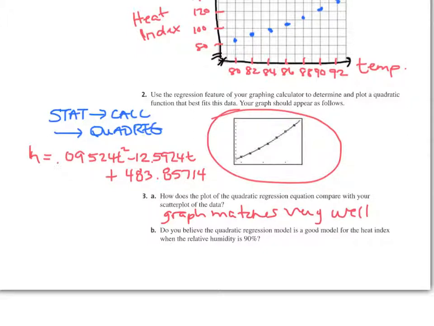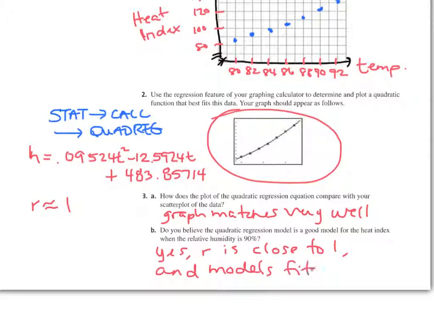When you did this, your R value should come out relatively close to 1. Maybe not exactly, but at least 0.99, because you can see how well that fits the graph. Do you believe the quadratic regression model is a good fit? Yes, it's definitely a good fit. R is close to 1, and the model fits the data well, because it goes through most of it.